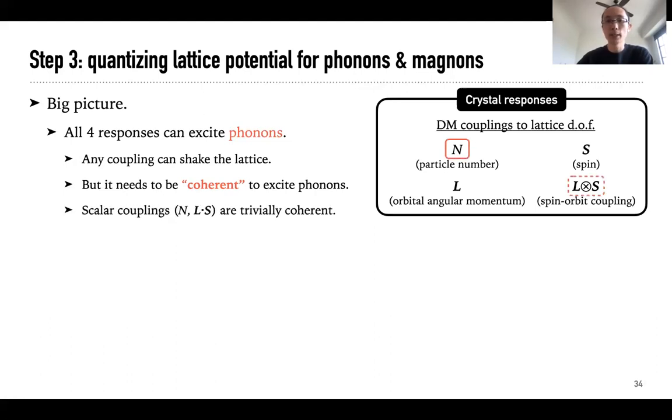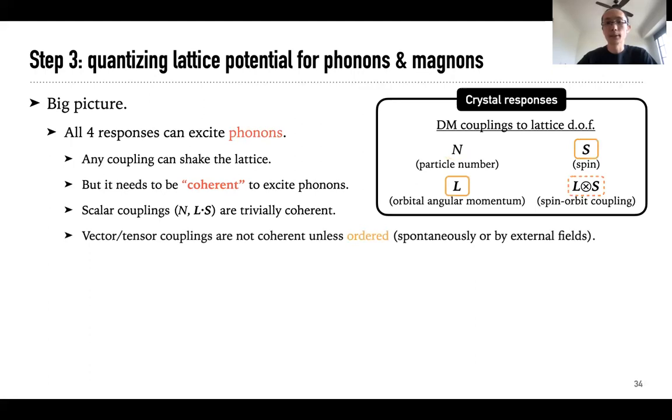To be more precise, the scalar couplings, the couplings to particle number and L dot S, are scalar quantities associated with the ions. These couplings are trivially coherent in the sense that between one primitive cell and the next one, we have the same type of ions. So how many protons, neutrons, and electrons are contained in the ion is the same. And also L dot S will be the same because these are scalar quantities.